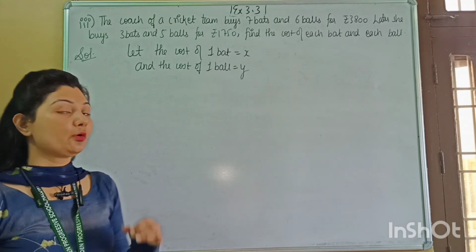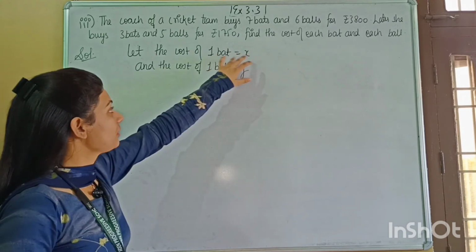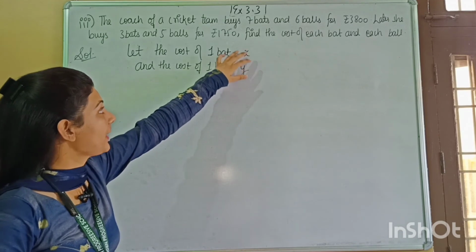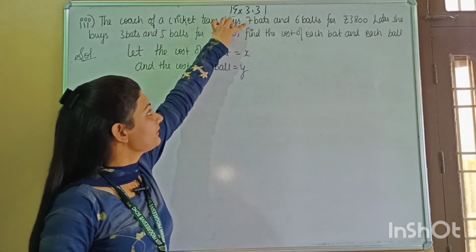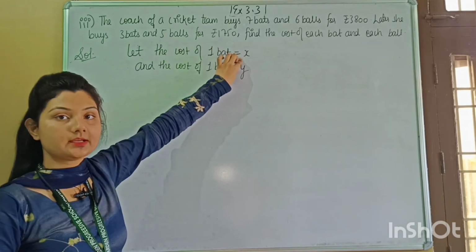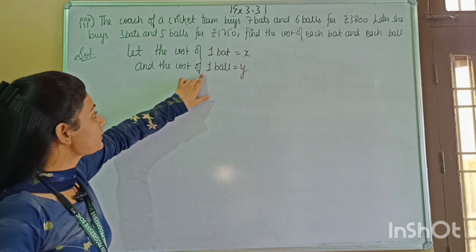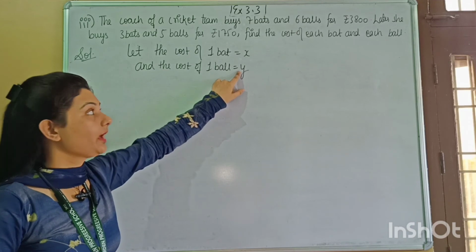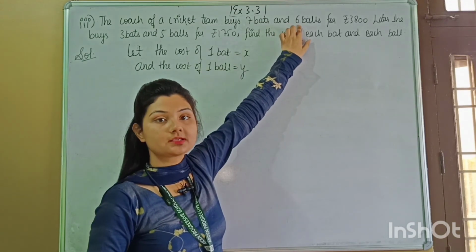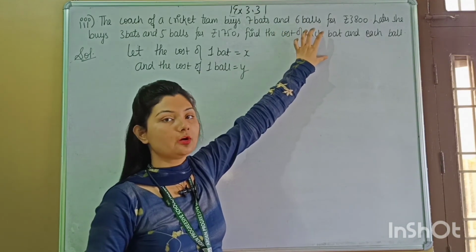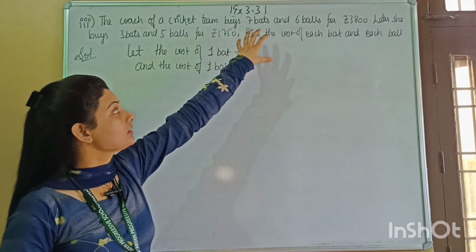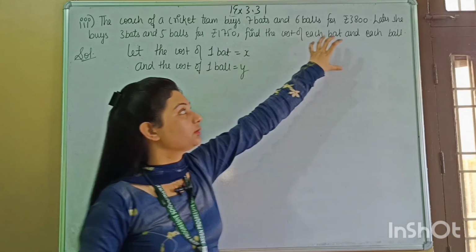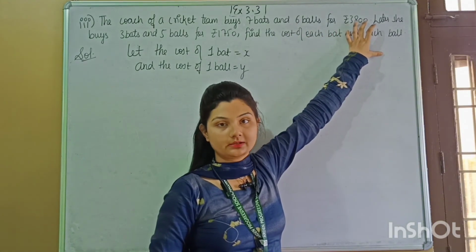See now, one bat's cost is X and she is buying 7 bats. So what will be the total cost of the bats? That is 7 into X, that is 7X, plus the cost of one ball is Y and she is buying total 6 balls. So what will be the cost of 6 balls? That is 6 into Y, 6Y. So adding the cost of bats and balls, we will get the total cost, that is rupees 3800.